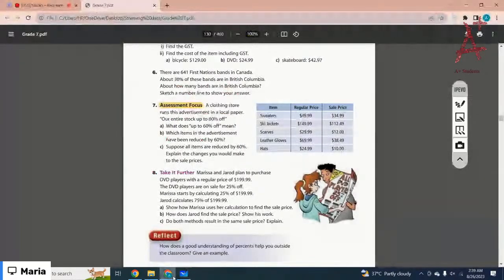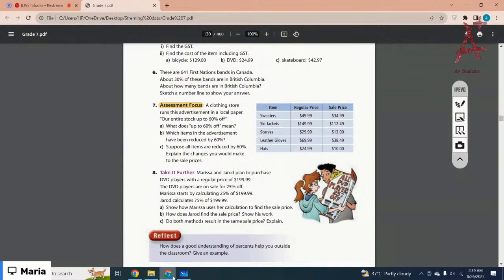Okay, let's just look at question number 7. A clothing store runs the advertisement on a local newspaper on entire stock up to 60% off. What does up to 60% off mean? Which item in the advertisement has been reduced by 60? Suppose all items are reduced by 60%. Explain the changes you would make to sale price.